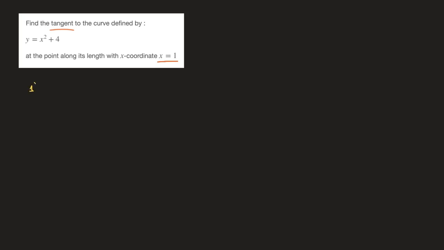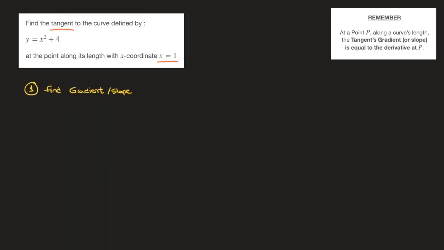The first step, step 1, is to find the tangent's gradient or slope at the point at which x equals 1. So I'll just go ahead and write find gradient slash slope. And to do that, the important thing to remember is that the gradient of the tangent to a curve at any point along its length is equal to the value of the derivative at that point.